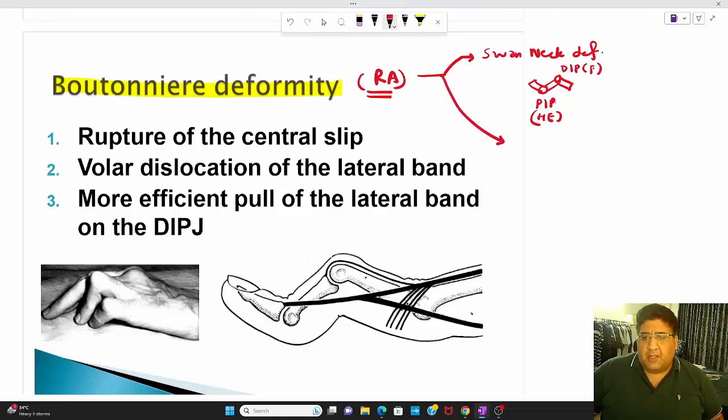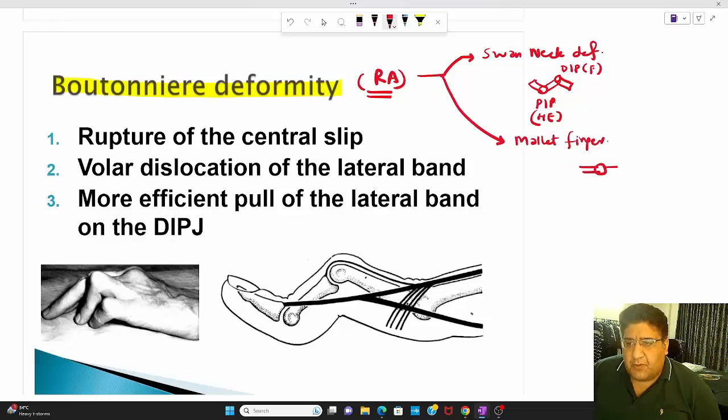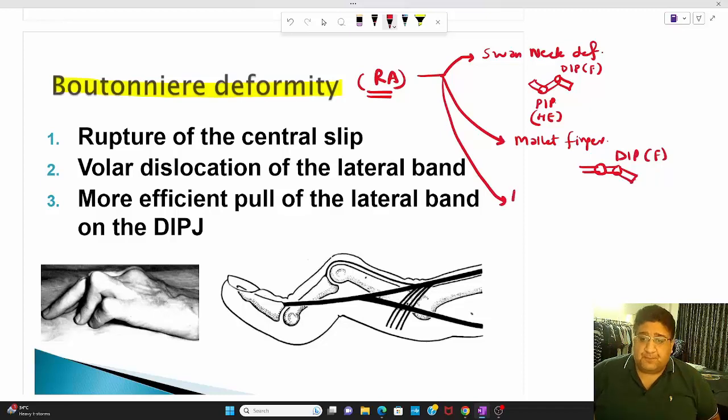Now after swan neck deformity, you have another deformity called mallet finger, mallet toe, hammer toe, whatever. Normal PIP and flexed DIP. So if you have the DIP in flexion, that is basically mallet finger, nothing is happening to the PIP. The third one that you have here is called Boutonniere deformity.